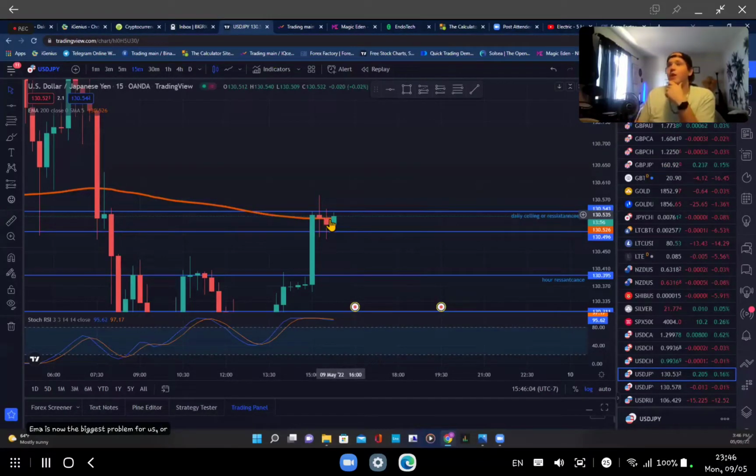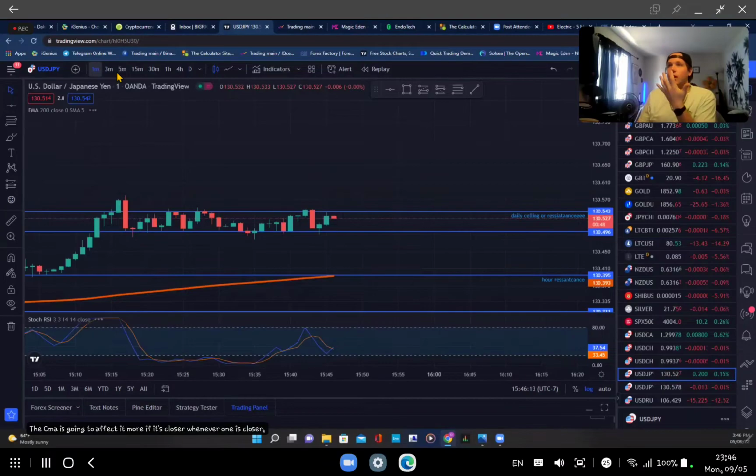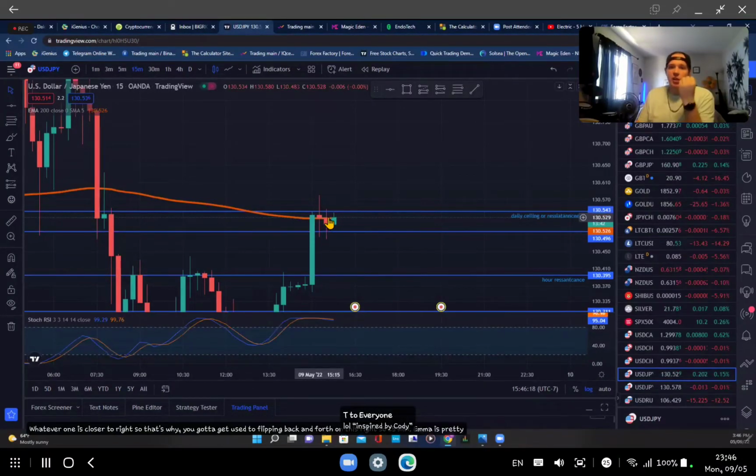So right here, you can see the 15-minute EMA is now the biggest problem for us, or a solution, the way you look at it, all right? On the higher time frames, this EMA is going to affect it more if it's closer, whichever one it's closer to. So that's why you've got to get used to flipping back and forth on these. The 15-minute EMA is pretty happy, but it's stuck right there. It will not let it go, okay?